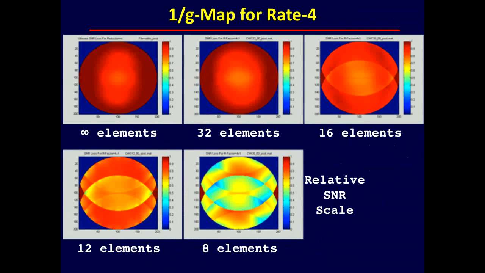This is one example of a G factor map. It's actually a 1 over G map. You want G to be low, so you want 1 over G to be high. Okay, so in this case, you can see that this is a phantom, and these are basically the simulation results for the number of elements here: 16, 32, and infinity, supposedly. And we see that when the number of elements goes up, your G factor performance gets better, okay? That usually happens. That's why people are pushing more and more channels. You get better performance in parallel imaging, okay?